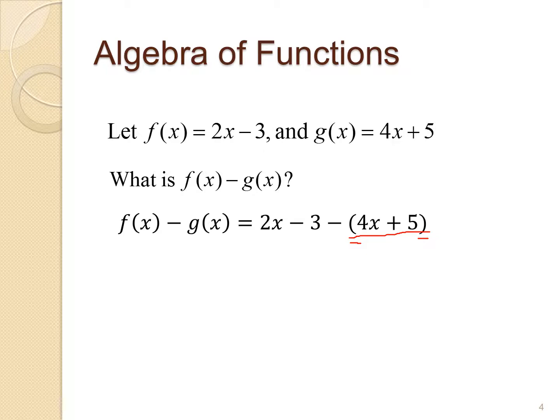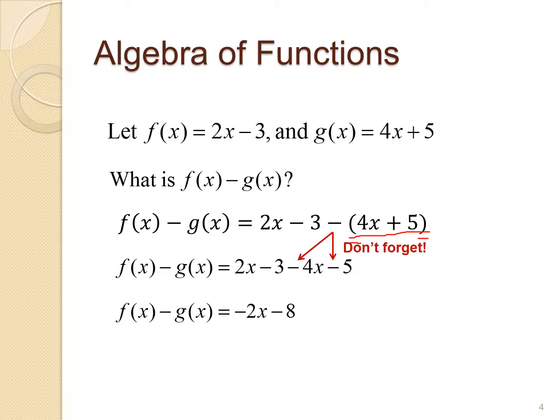One common student mistake is to write it down as 2x minus 3, then say minus 4x, but then not apply the negative to the plus 5 and leave it as plus 5. Hopefully this makes it a little bit clearer that when you apply the negative, you're going to end up with minus 4x minus 5 when you're done with it. And when you add these together, 2x minus 4x is negative 2x, and negative 3 minus 5 is minus 8.